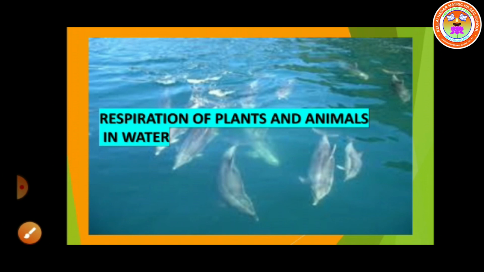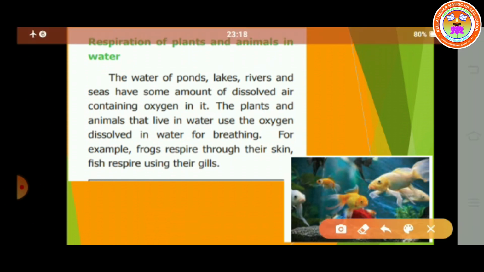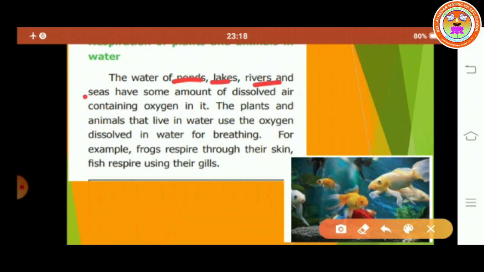Next we discuss respiration of plants and animals in water. Students, the water of ponds, lakes, rivers and seas has some amount of dissolved air containing oxygen in it. The plants and animals that live in water use the oxygen dissolved in water for breathing, because in water oxygen is in the dissolved state.